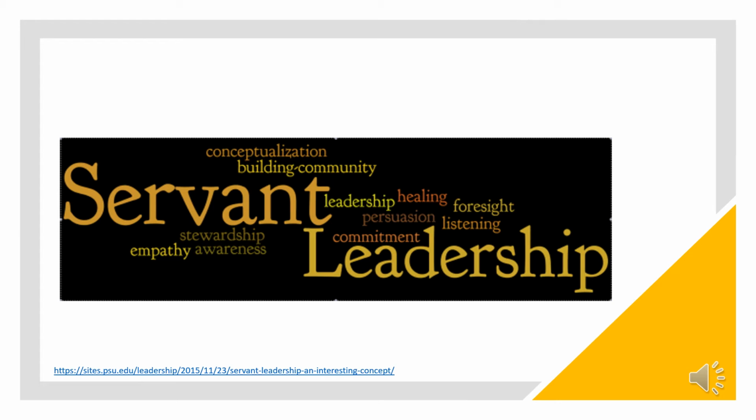There are 10 characteristics of servant leadership style that have been identified in literature: listening, empathy, healing, awareness, persuasion, conceptualization, foresight, stewardship, commitment to the growth of others, building community. Servant leadership is holistic and is reflective of the caring nature and service to others of nursing practice.